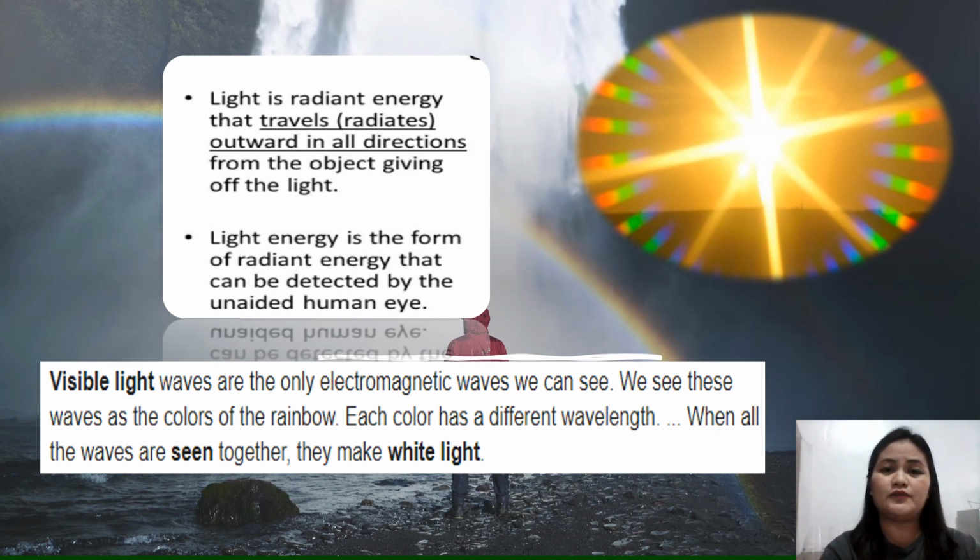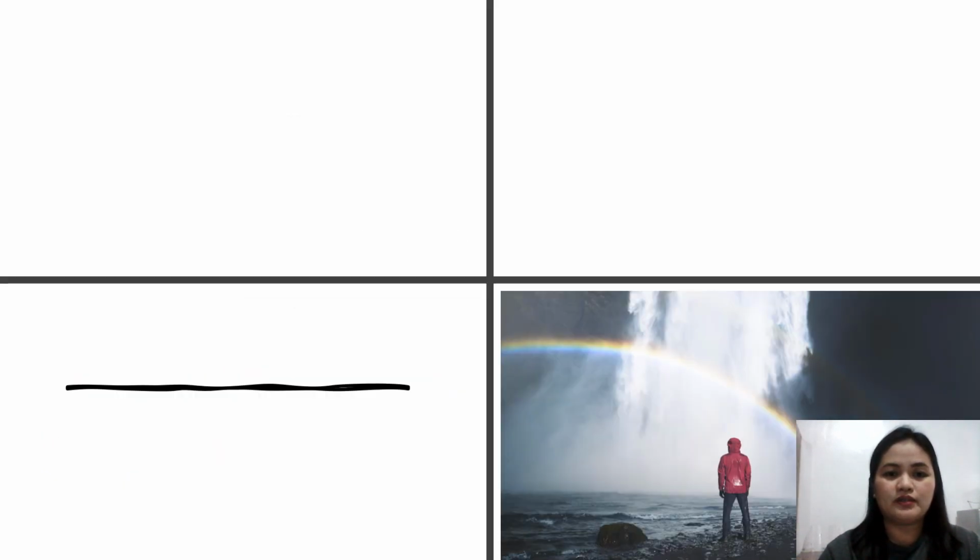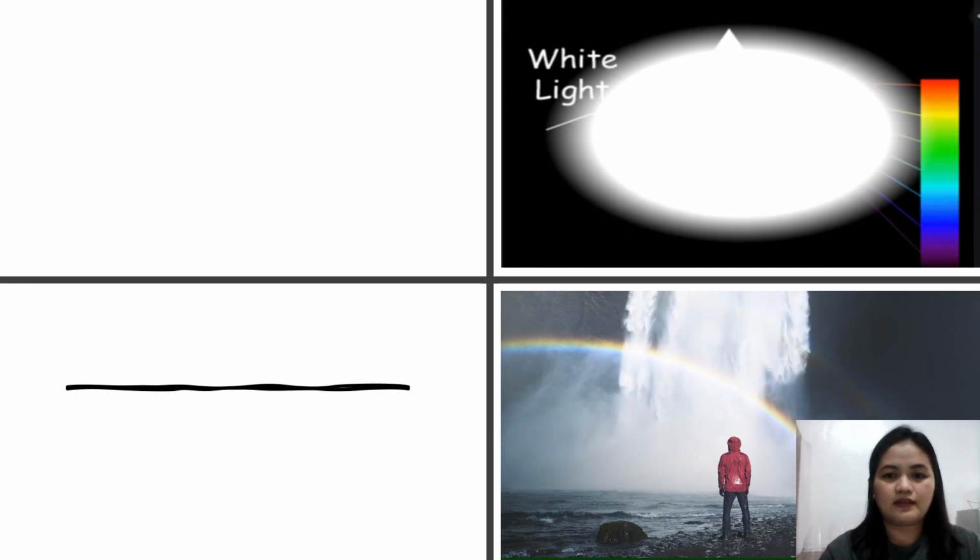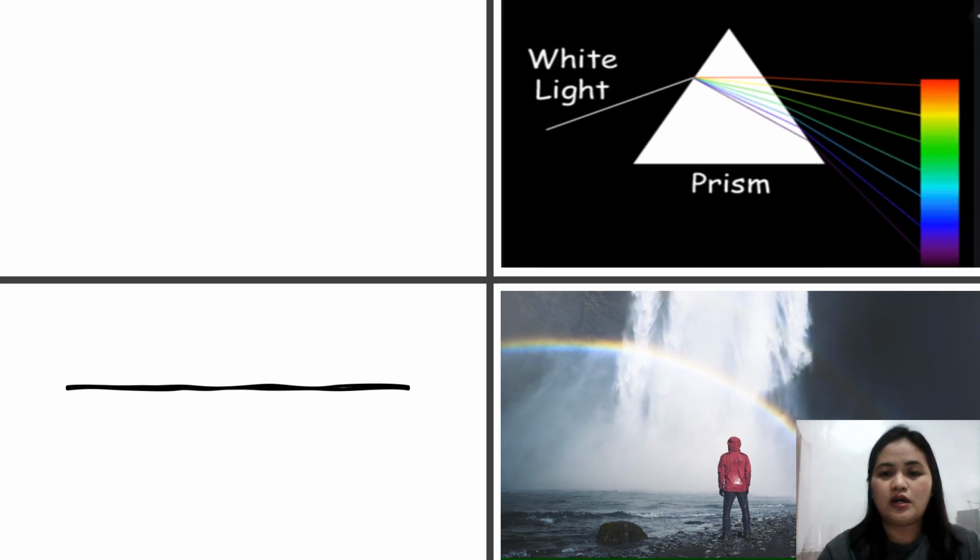How many colors of the rainbow do we have? We have the ROY G. BIV, R-O-Y-G, and then B-I-V. So they are still in one unit. So we see them as white light. What else do we have here in this review? Okay, so you are also familiar with this prism. I know that. We always use prism in our physics class.